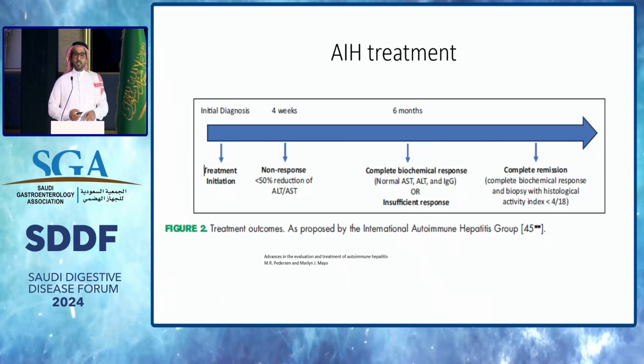And again, one of the things we need to emphasize is the standardization of the language and terminology we use to describe the response of patients to treatment. If you have someone with less than 50% reduction in ALT and AST at one month, this is the definition of no response or non-response. If you have someone who achieved complete normalization of ALT and IgG at the 6-month mark, this defines complete biochemical response. Other than that, it will be called insufficient response.